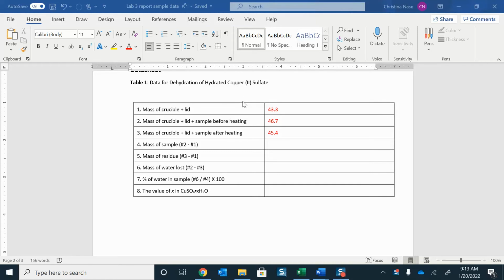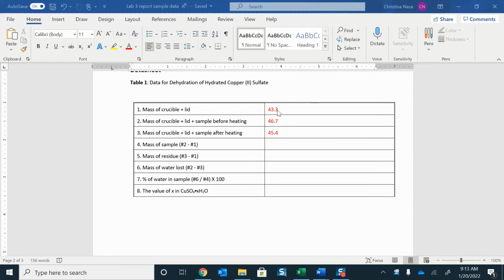We measured it, we weighed it, we heated it up, and then we weighed it again. And now what we want to do is figure out how much water was actually attached to this hydrate. What is the X in this number here? What is the mole ratio of the copper sulfate and the water? So let's analyze this data here, some numbers.